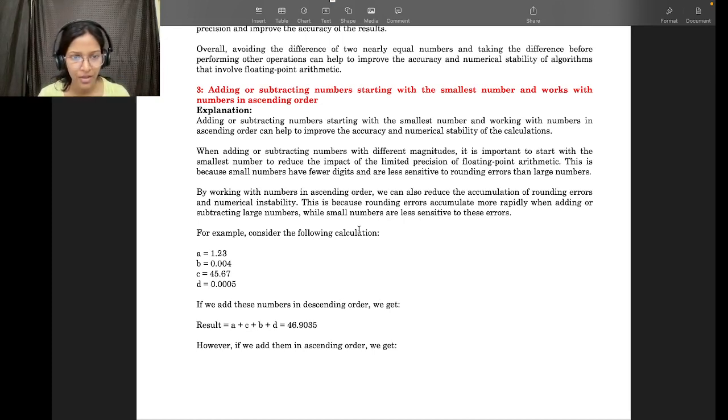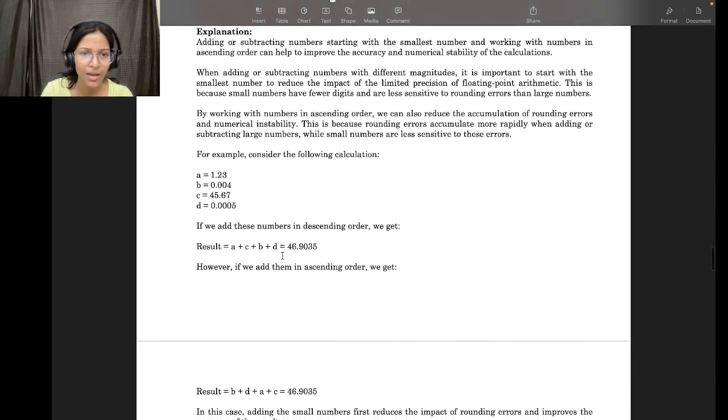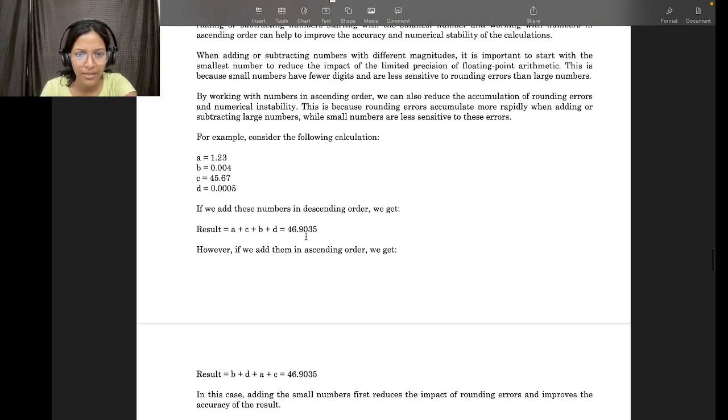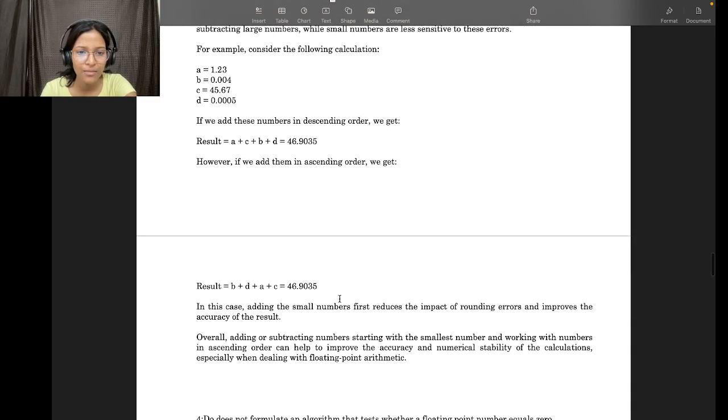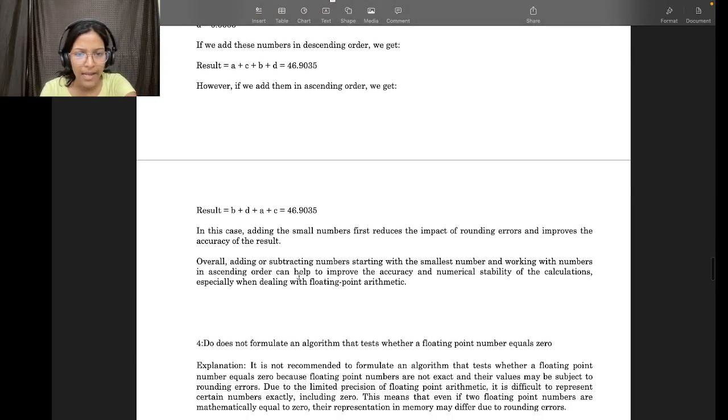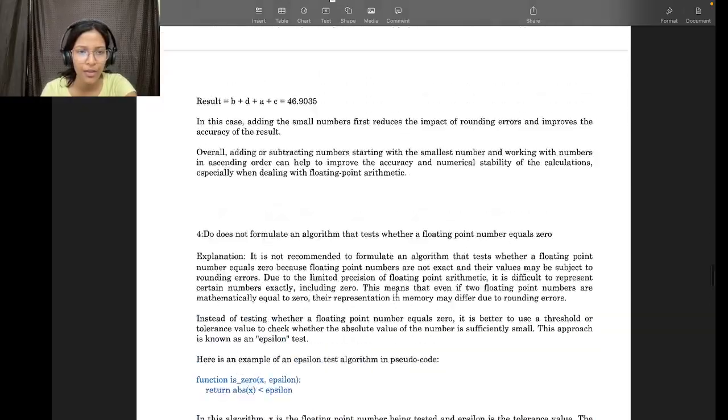Here is an example I have taken: a is equal to 1.27, b is equal to 0.0, c is equal to 40.67, and d is equal to 0.0005. If we add these numbers in ascending order, we will get a value equal to 46.9035, and when we add them in the other order, we will get the same number. So overall, adding or subtracting numbers starting with the smallest number, or working with the numbers in ascending order, can improve the accuracy and numerical stability of the result.